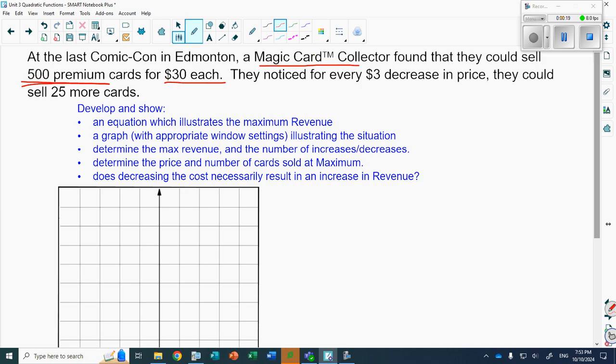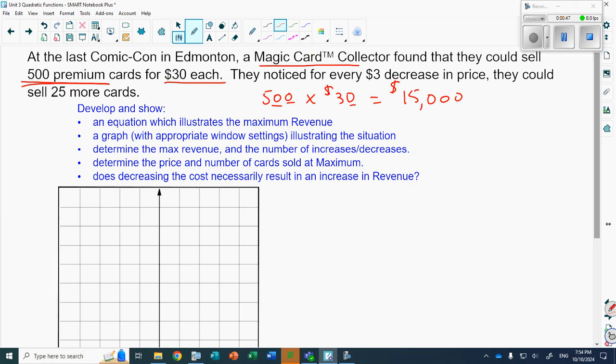Now think about how much money that is. If he sells 500 cards at $30 each, look at that. 5 times 3 is 15 with one, two, three zeros. This guy's going out there and he's getting a revenue of $15,000 a day. But think about this though. That's revenue before costs.